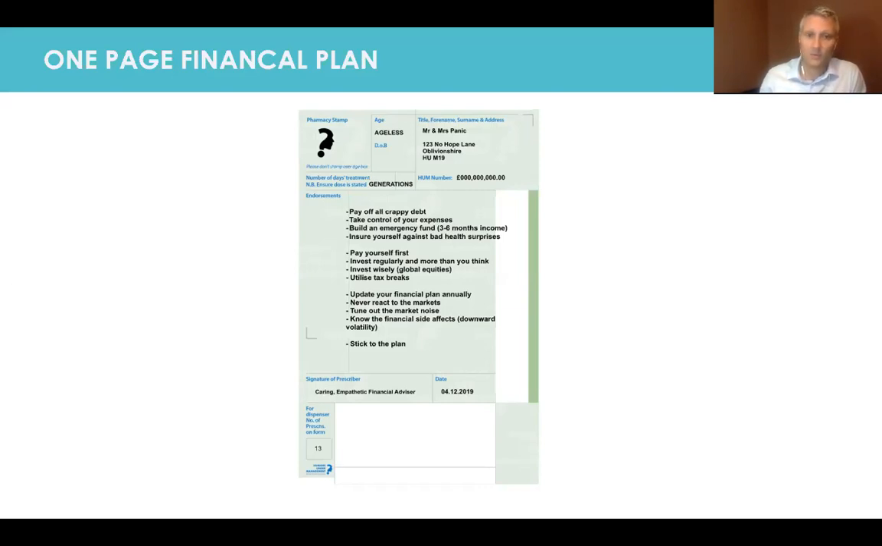So pay off your bad debt, crappy debt as he calls it, take control of those expenses, build the emergency fund, insure against these bad health surprises, that's the protection, that's the life cover. Pay yourself first, invest regularly, more than you think, invest wisely, understand the informed risk and uninformed risk, use the tax breaks we talked about at the start, update your financial plan annually, never react to markets, which is pretty prevalent at the moment, tune out the market noise, understand the financial side effects of volatility and also inflation, and then stick to the plan.